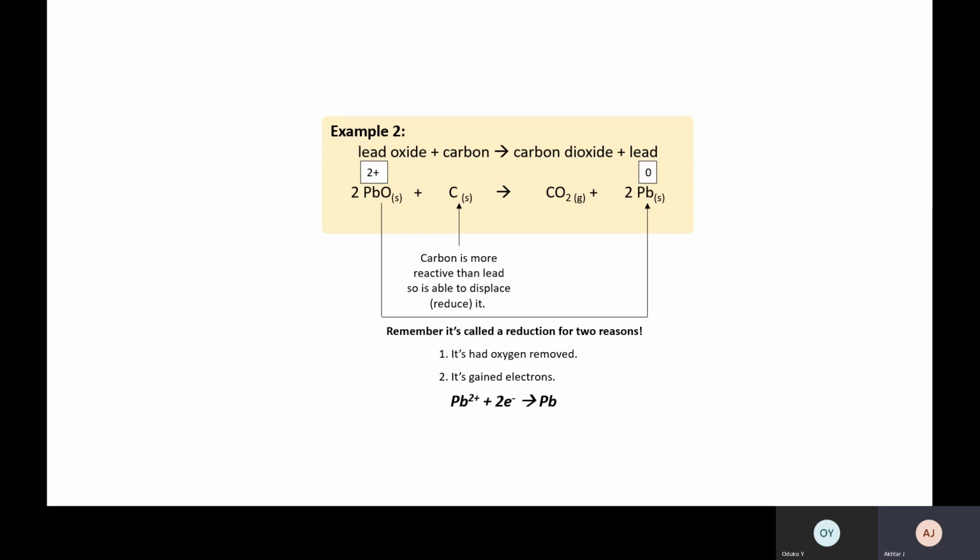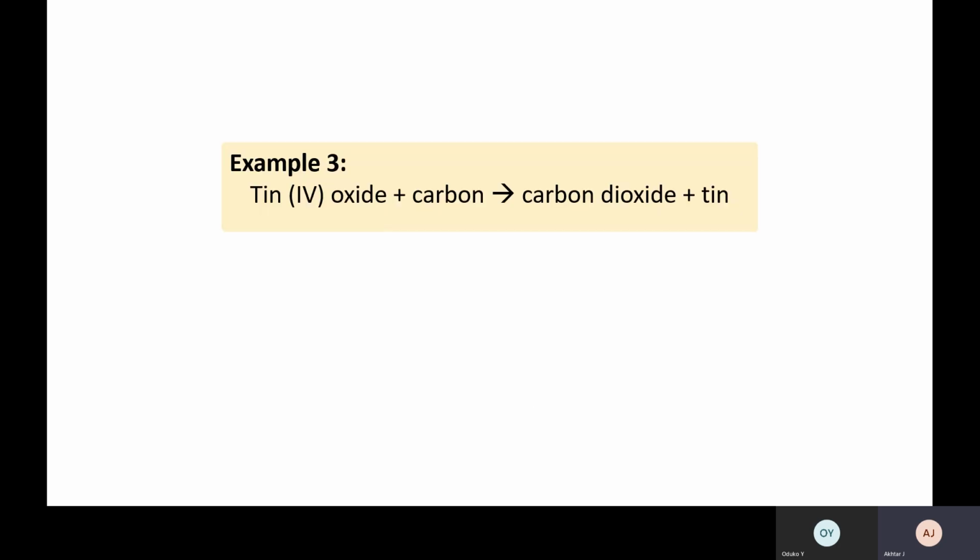Okay, let's check your answers. Very similar to the copper example, we see that oxygen's been removed from lead oxide, and that lead has been reduced. Each lead ion has a charge of 2+, therefore gained 2 electrons to form lead. That would be the half equation for one lead ion. Well done if you've got that right. Let's try the next one.